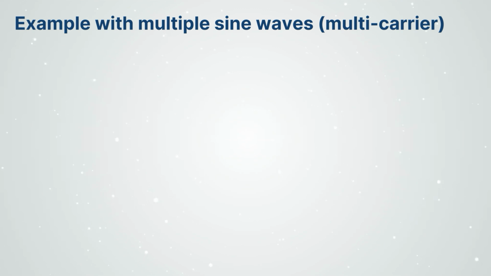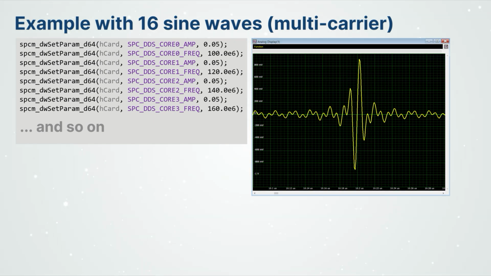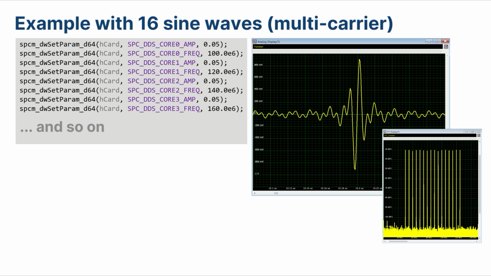In this example, we are generating 16 sine waves on one AWG output. They all have 5% amplitude, and the frequencies go from 100 MHz onwards in steps of 20 MHz, leading to frequencies of 120, 140, 160, and so on. The scope shows the resulting waveform of the 16 superimposed sine waves. The spectrum analyzer shows the 16 frequencies.